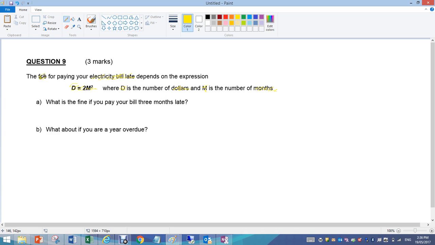Okay, so the fee for a late electricity bill depends on this expression. D is the dollars, M is the months. So the dollars is 2 times the month squared. What is the fine if you pay your bill 3 months late? So we could say that M equals 3. So if we say that D equals 2 times M's 3, 3 squared, that's 2 times 9, which is 18. So you get an $18 penalty fee for paying late.